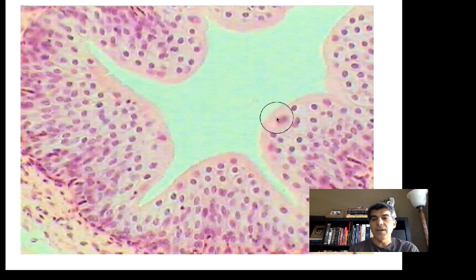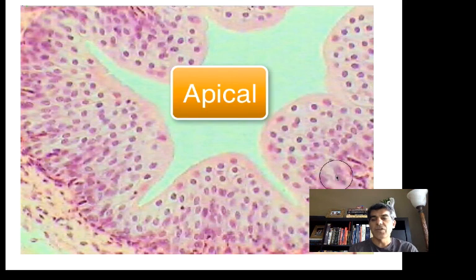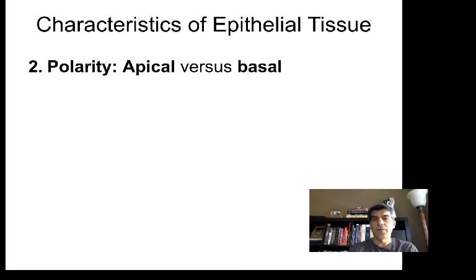Therefore, I would say my cell has 2 surfaces. One surface is facing the free space, and that is called apical. The other surface is facing down, and that is called basal. So therefore, we have polarity of the cell. One side of the cell is facing the free space, we call it apical. The other side is facing inside the tissue, and that's called basal.